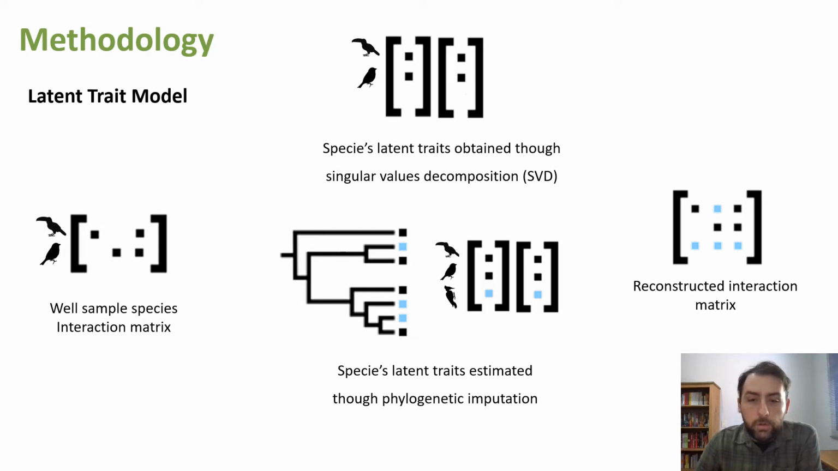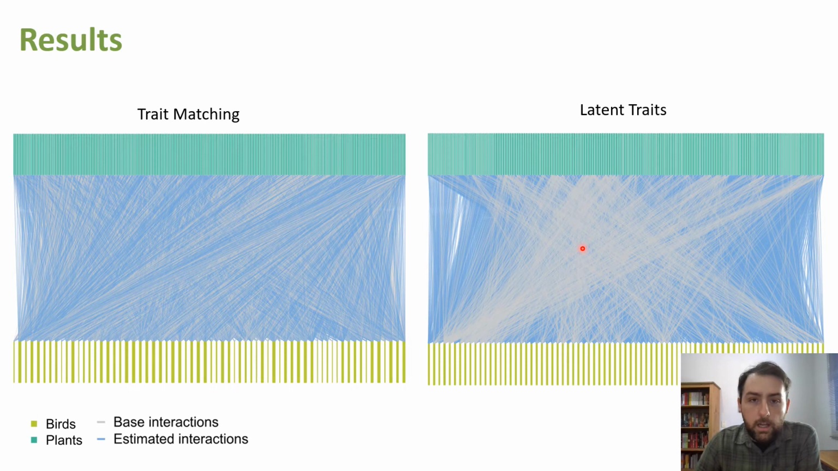Doing so resulted in us having these two networks. Here you can see the gray links represent the ones that were in the database prior to our models, and the blue ones are the ones that our models estimate. And you can see the models estimate a lot of interactions that weren't present before in the database.